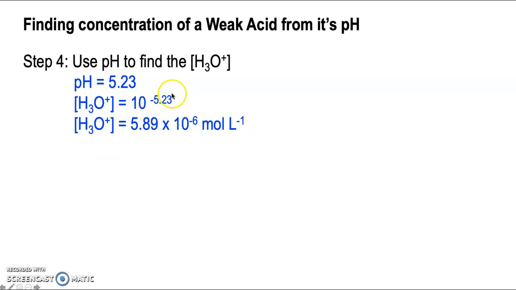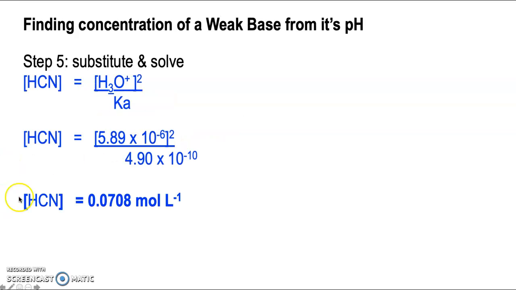Now, the pH was given to us as 5.23, so to find that value for hydroniums, I need to do inverse log of negative 5.23, so that's the negative pH value, and that will give me my value for the hydroniums at 5.89 times 10 to the minus 6. Then it's just a simple case of substituting that value in, squared over the Ka, and then we've got the concentration of our weak acid, and the job is done.